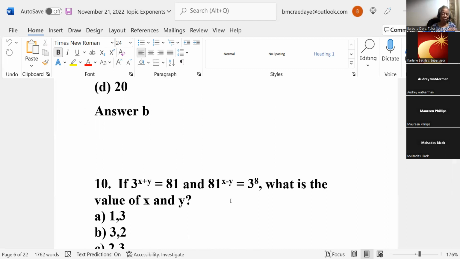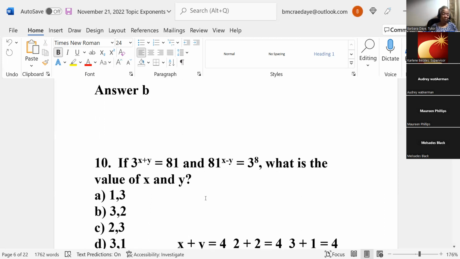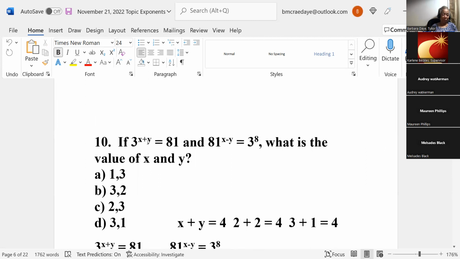So you can eliminate X is 2 and Y is 2. So you only have one other choice. That's 3 and 1. Okay, got you. So first step, what power is 3 raised to get 81? That number is 4, right? What combinations give you 4? What two numbers do you add together to get 4? 2 plus 2 or 3 plus 1, right?